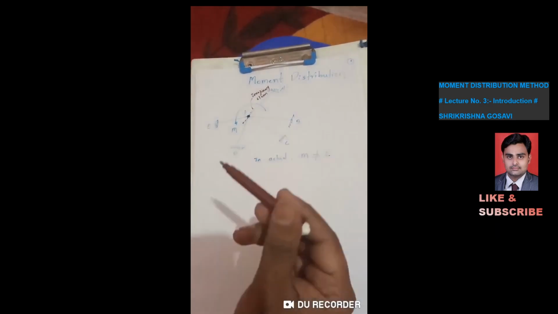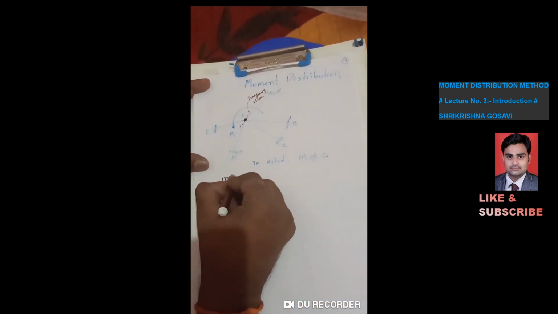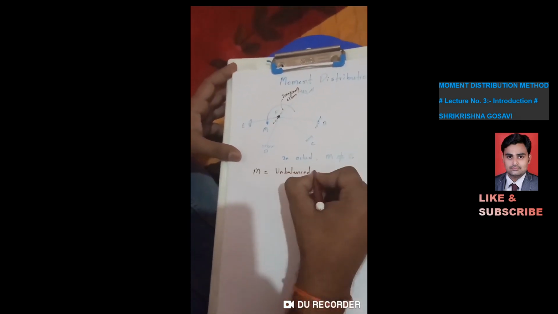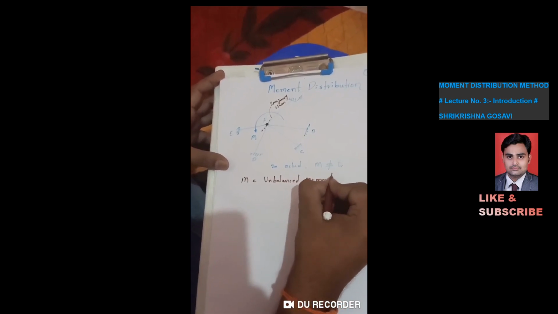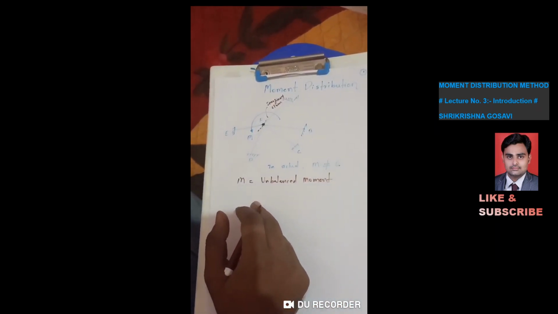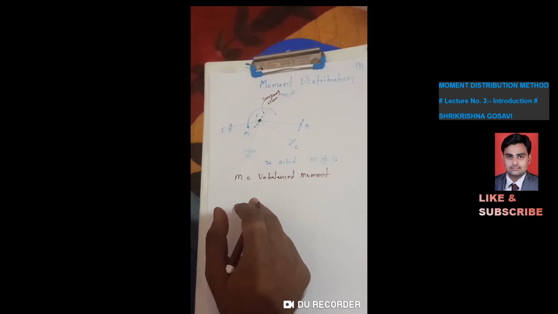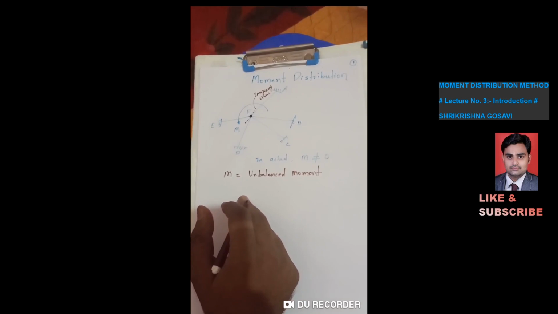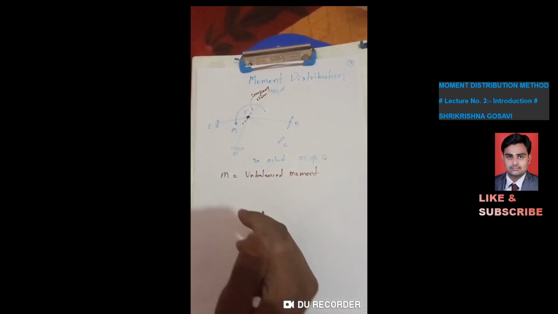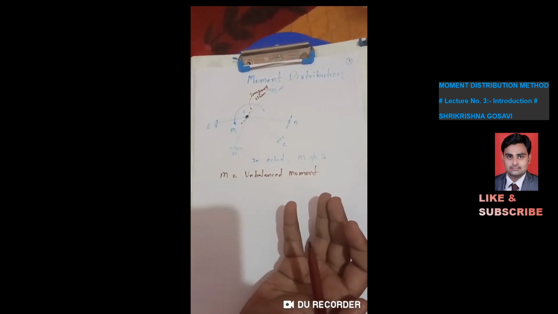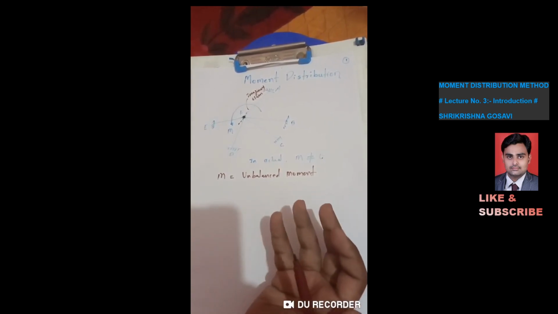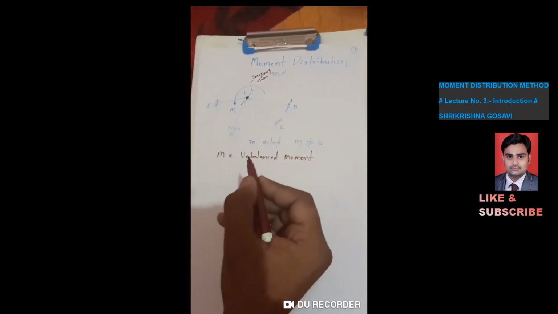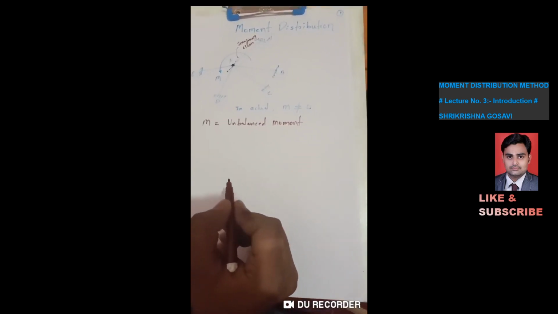So in short, we can say that this M is nothing but the unbalanced moment. And the algebraic sum of the fixed end moments and the modification factors gives the final moment at the joints. So we have to add some modification factors, and after adding those modification factors we will get the final moments at these joints, and we can solve that indeterminate structure.